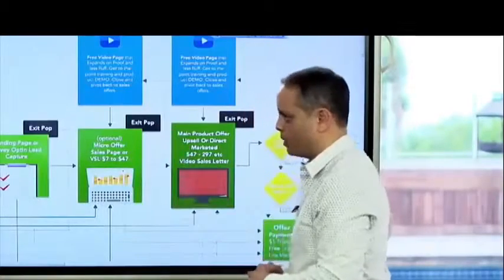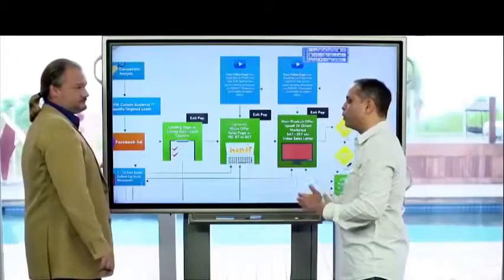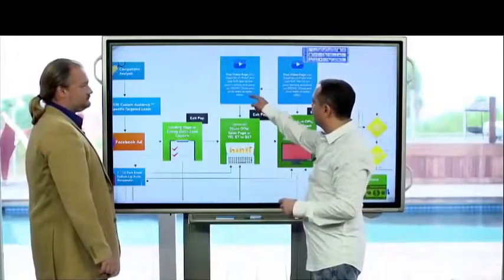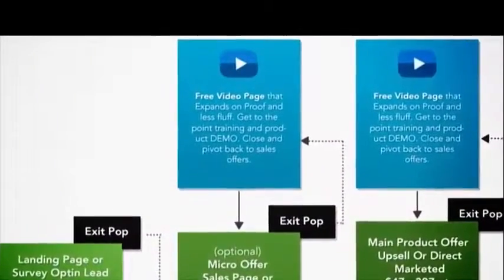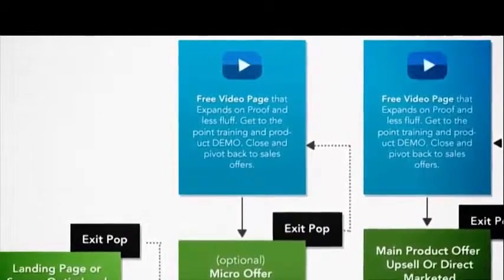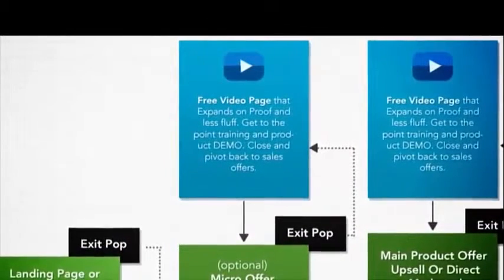The same thing with an exit pop. Now, we're going to get about 15 to 20% of those people to opt in. And what we offer here is a free video page that expands on proof and less fluff. We want to get to the point in the training, and we want to do things like a product demo if we have software, and then we close and we pivot back to this original offer.